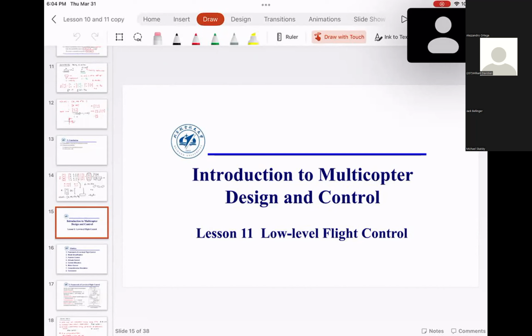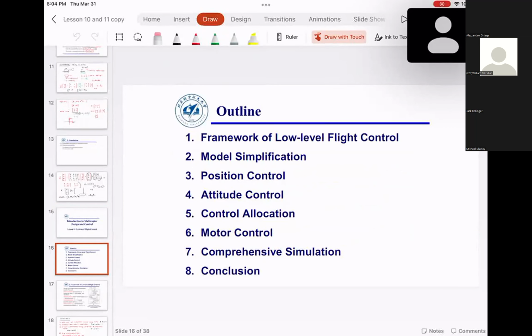So we are going to program the Mambo, and hopefully we will continue to add the inner loops and outer loops so that the Mambo would be able to hover. So we talked about model simplification. Remember, the equations for hover that we are implementing come from the model simplification. We are going to implement position control, attitude, which is the roll and pitch control. Then we will talk about the control allocation, and we are going to talk about the motor control.